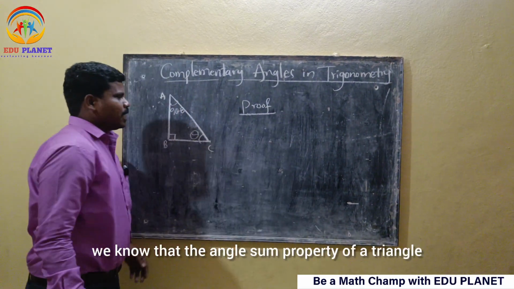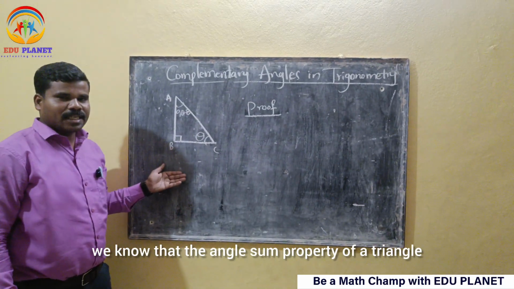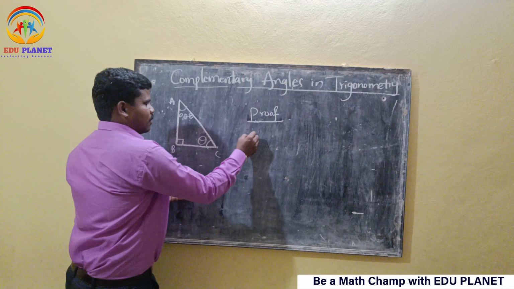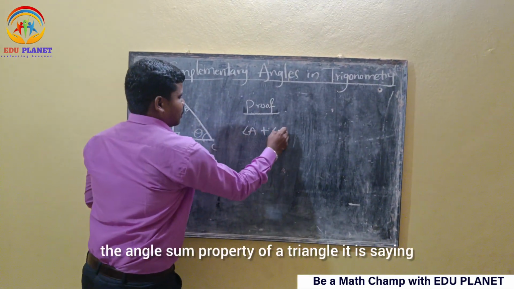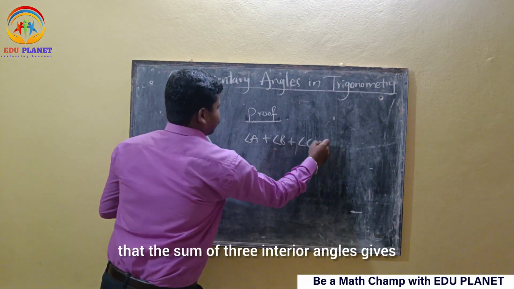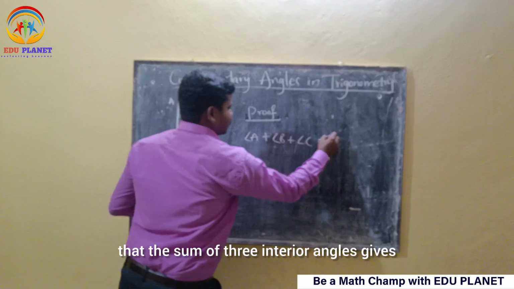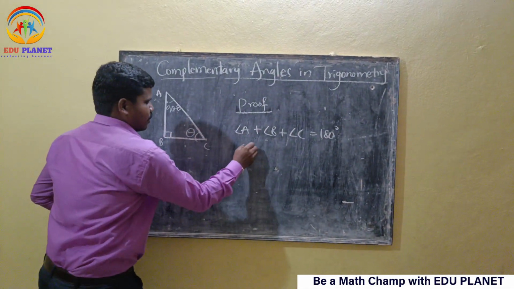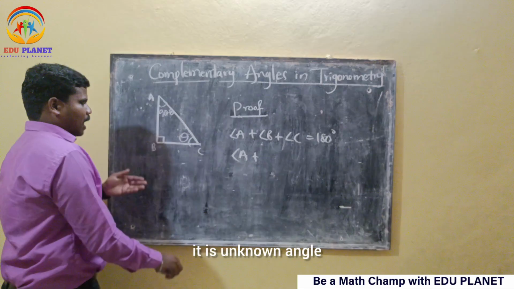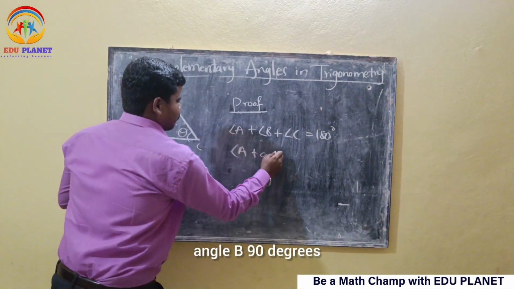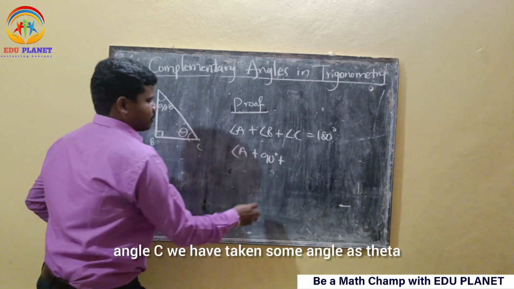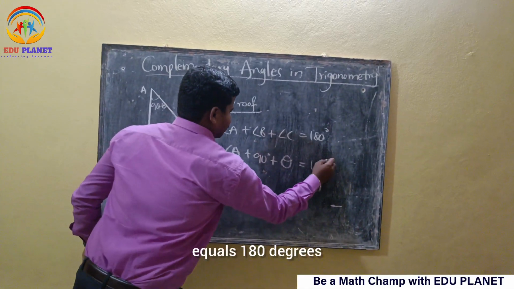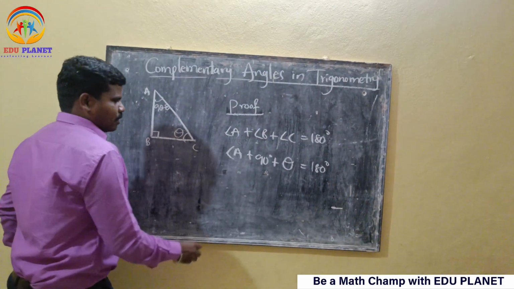We know that the angle sum property of a triangle is 180 degrees. The angle sum property of a triangle says that the sum of the three interior angles gives us 180 degrees. Angle A is the unknown angle. Angle B is 90 degrees. Angle C we have taken as theta. The sum equals 180 degrees.